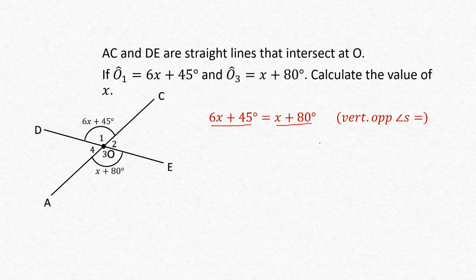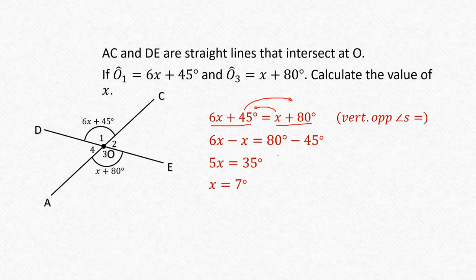Okay, then we solve using our knowledge about solving what? Algebraic equations. So we can collect the like terms here, bring the x to the left, it becomes negative x, and then positive 45 goes to the right, becomes negative 45. And then we have 5x is equal to 35. Then we divide both sides by 5, we get x is equal to 7 degrees. We've managed to find the size of x.